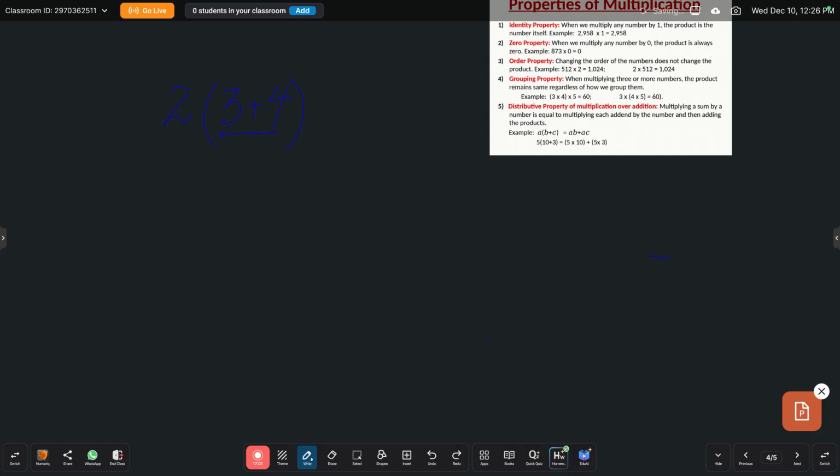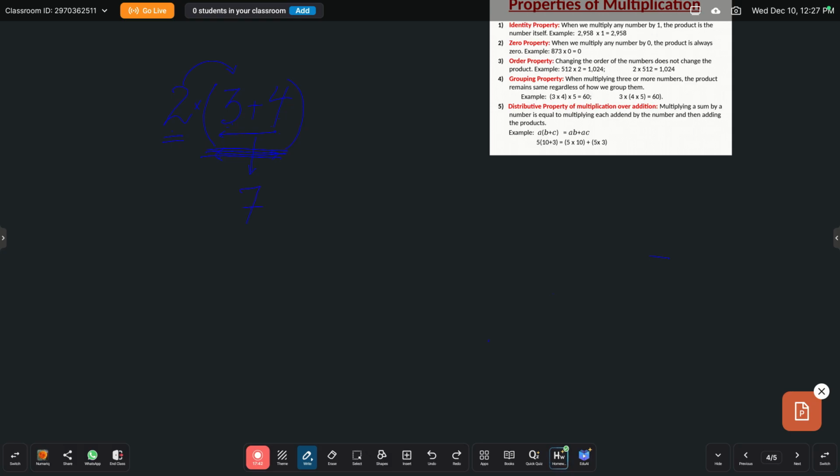So how to solve this question, beta? You will always remember whenever you have a question like this, you have to first solve the bracket. And this number that is outside the bracket, always remember that this number is in multiplication with all that is inside this bracket. It means that we then have to multiply this 2 with everything that is present inside the parentheses. But first of all, I have to add these numbers. Tell me, what is 3 plus 4 equal?